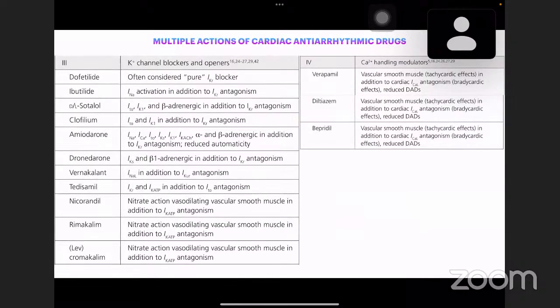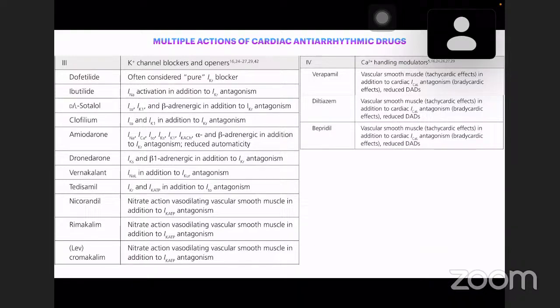Coming to the next drug, dofetilide is considered a pure rapid inflow of potassium blocker. And ibutilide acts on sodium channels and inhibits the inflow current of the sodium. And sotalol acts on potassium also, you know that. Clofilium is also the same as sotalol.